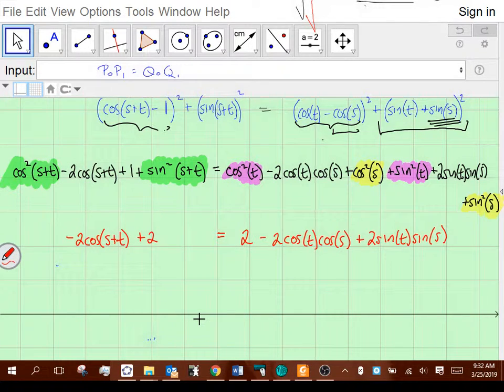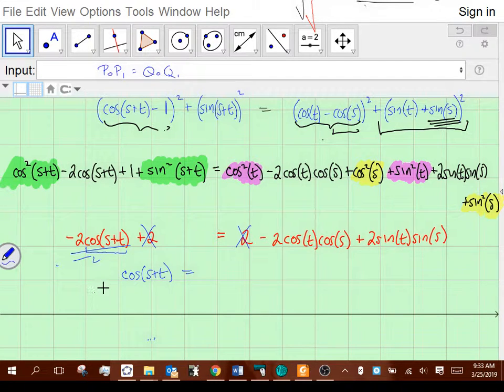All right, so it's a little bit easier looking. What happens with these 2's? They cancel out, right? Now think about what we're trying to get to. We're trying to isolate cosine s plus t. We're trying to do the cosine sum formula. So what do I need to do in order to get cosine of s plus t isolated?